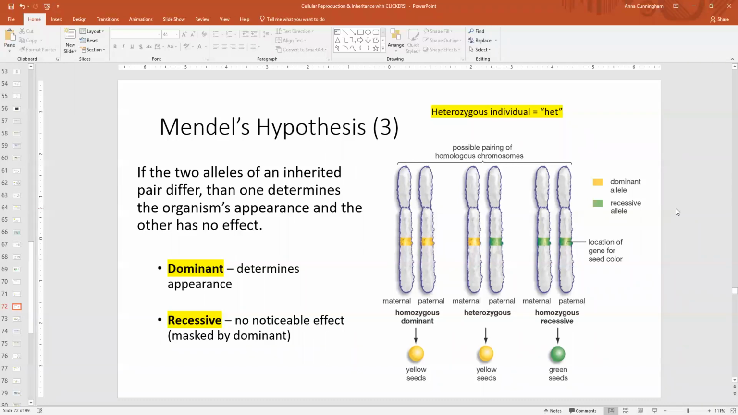So, good question. All right, so that's his third hypothesis. So going through that again, every organism gets two chromosomes. They contain different versions of the same gene, or alleles.